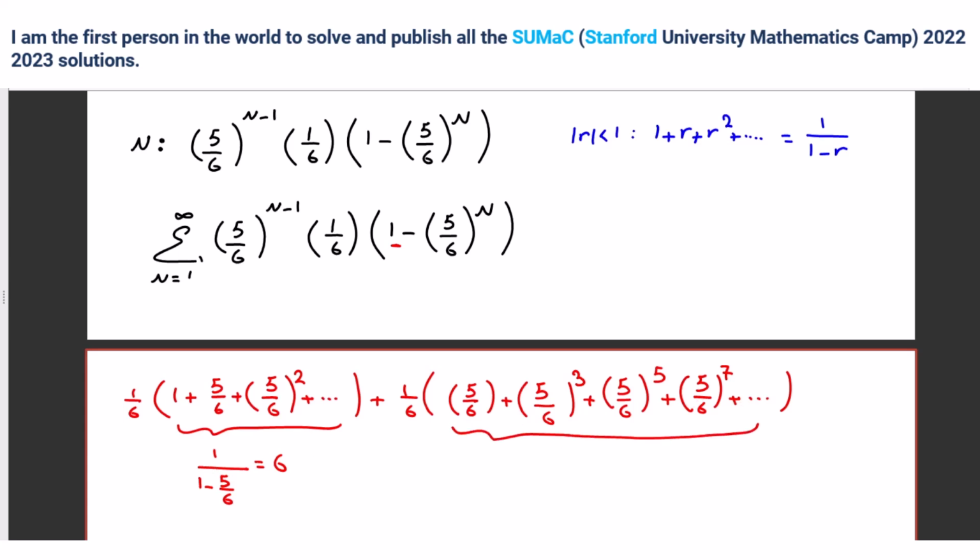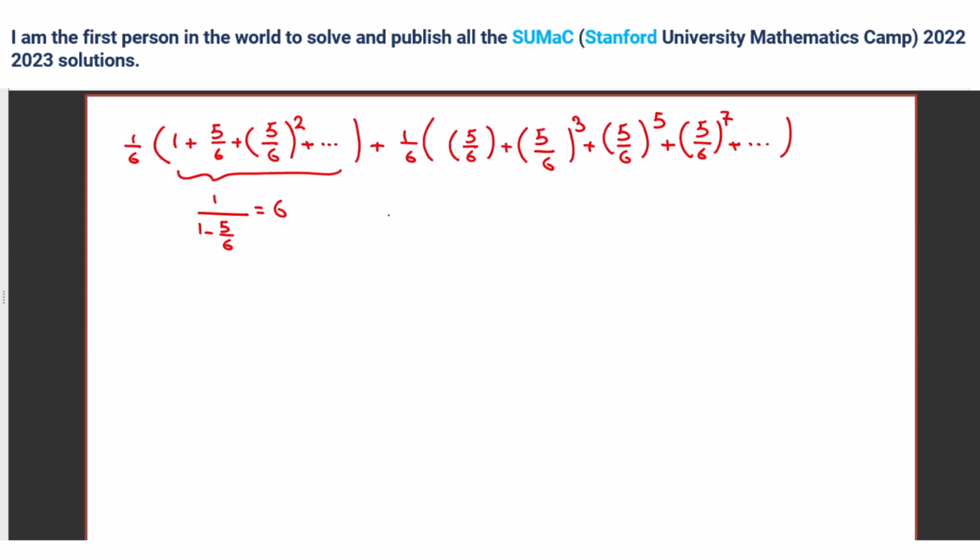Now for this one, we should do what first? We want to make it similar to this, okay? In 2 steps, we should make it completely the same as that. So first, we should factor out the 5/6. Exactly. So in the first step, we factor out 5/6. It will be 1/6 times 5/6 times 1 plus (5/6)^2 plus (5/6) to the 4th, and so on.